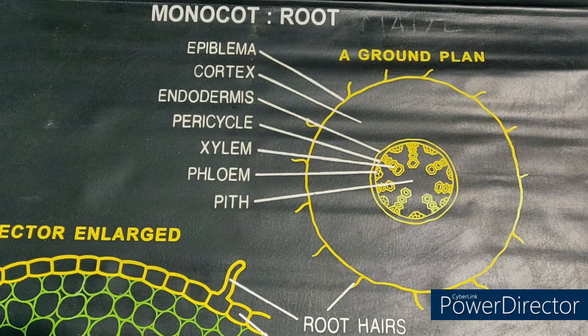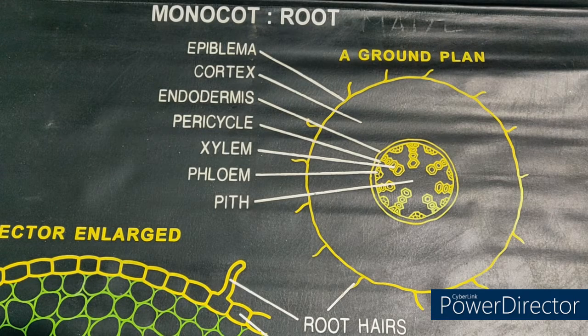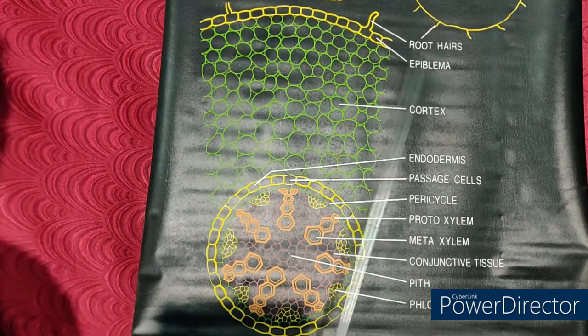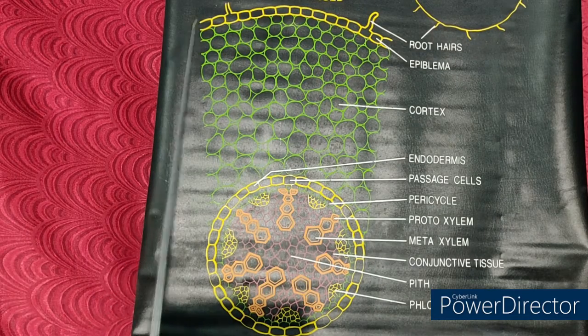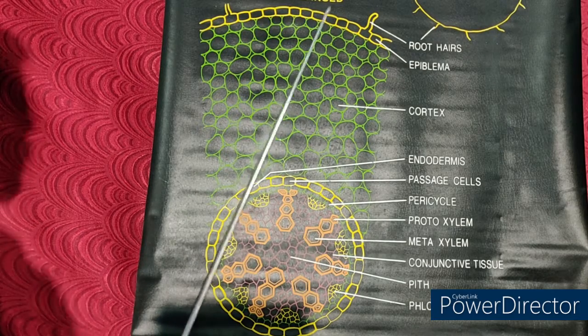Okay, do you want me to repeat? One, epidermis. Second, cortex. Third, endodermis. And fourth one is stele, which comprises of pericycle, vascular bundle and pith. So this is the transverse section of a monocot root. Like a dicot root, almost the parts are similar.